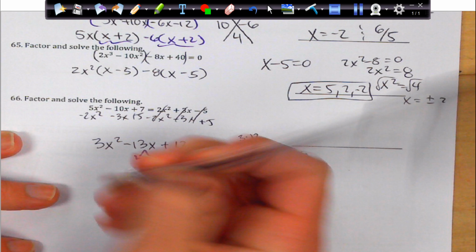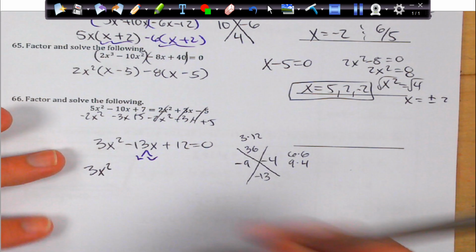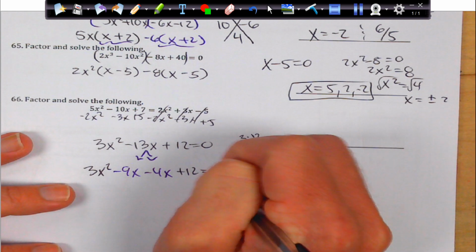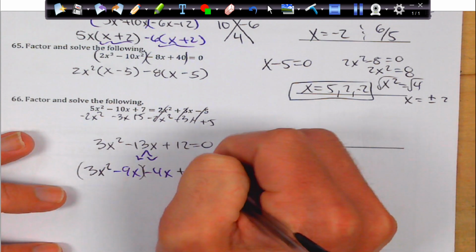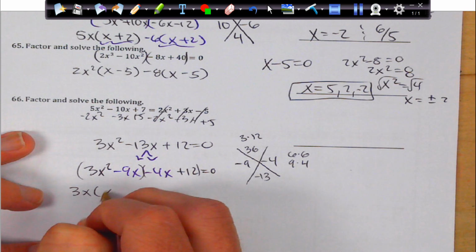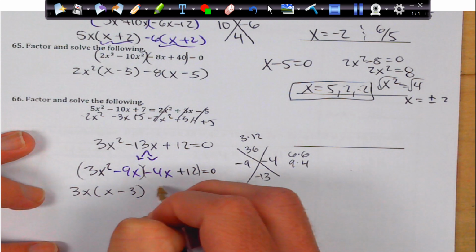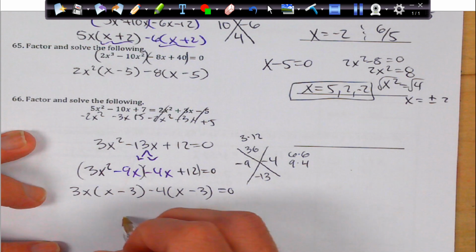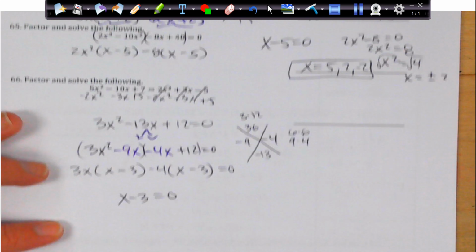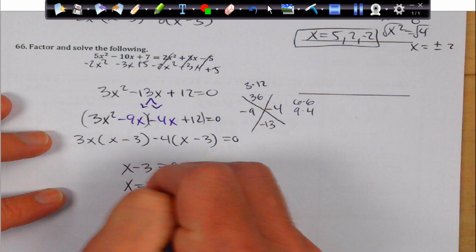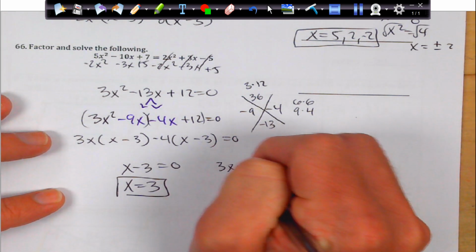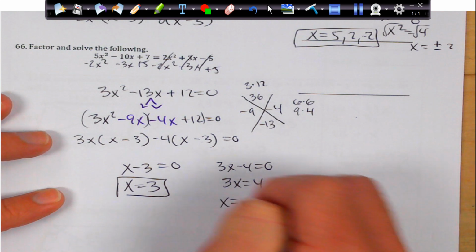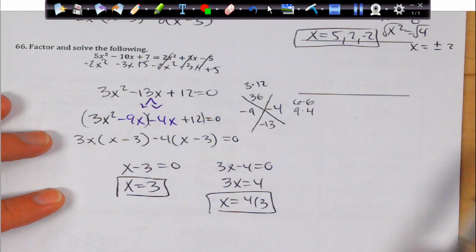So we're going to get 3x squared minus 9x minus 4x plus 12 equals 0, so we can factor by grouping. So that's going to be 3x, that's x minus 3. And this one I'm going to factor out a negative 4, which is going to be x minus 3. So we're going to set x minus 3 equal to 0, which will end up being x equals 3. And this would be 3x minus 4 equals 0. Add the 4 over, divide by 3, and we get x equals 4 over 3.